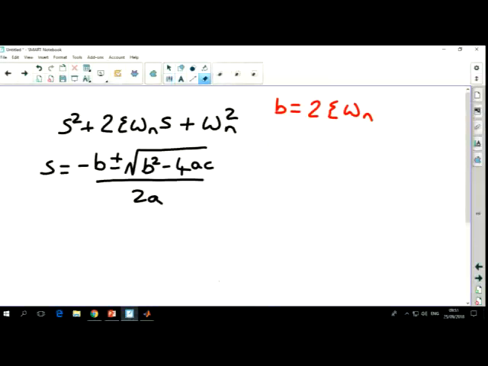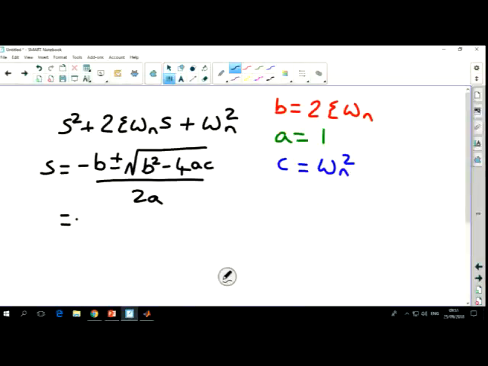Okay, anyone want to tell me what A is? S squared? No, s is a variable. It's only the constants that are A, B's and C's. A is 1. 1 times s squared gives s squared. And C? Natural frequency squared. So then it's just really a matter of putting the A, B's and C's into the equation. Not really difficult, to be honest.